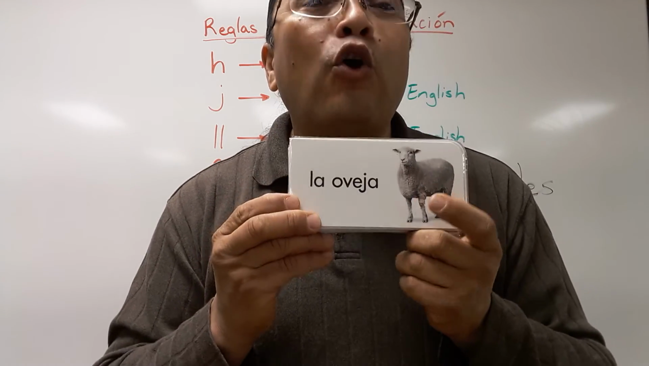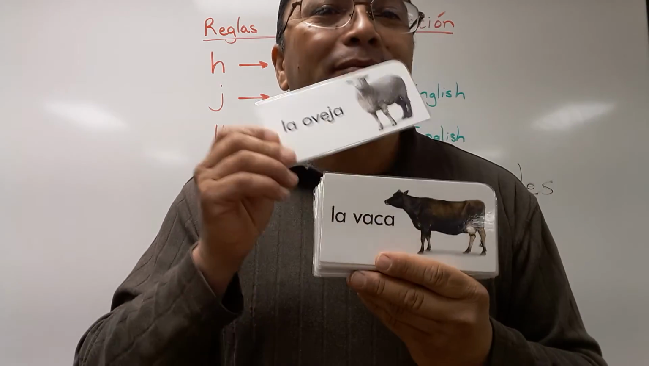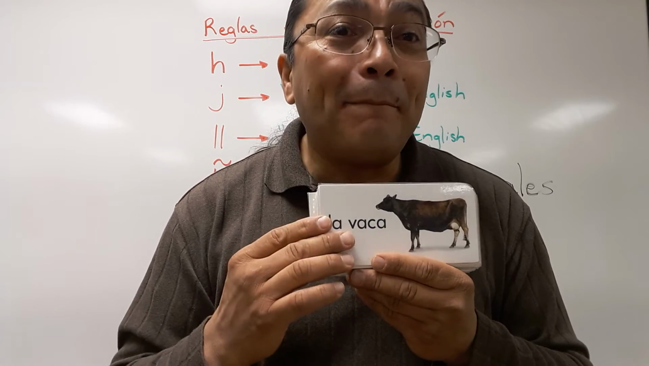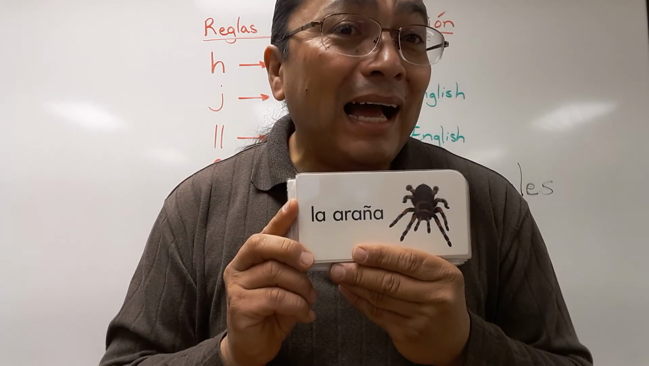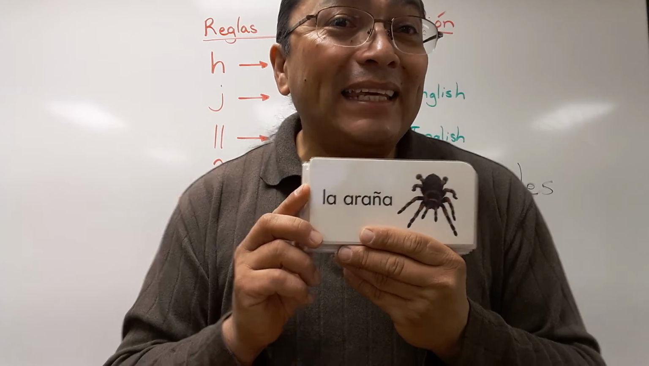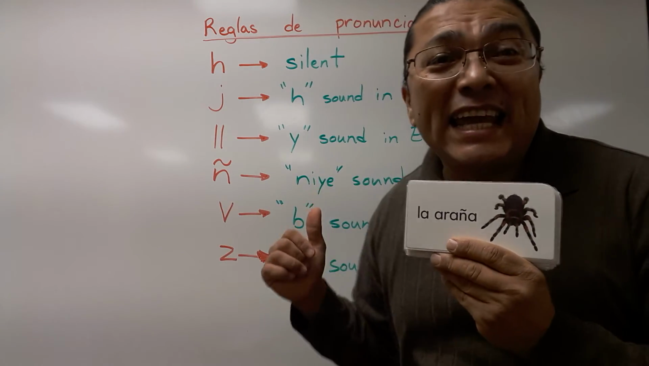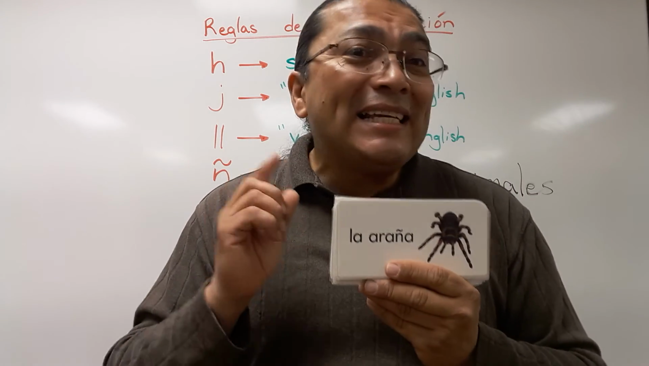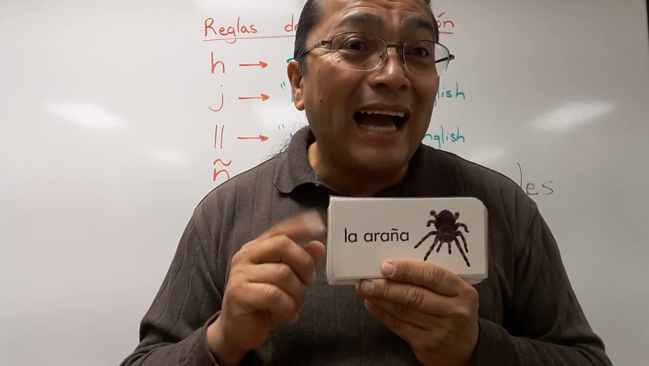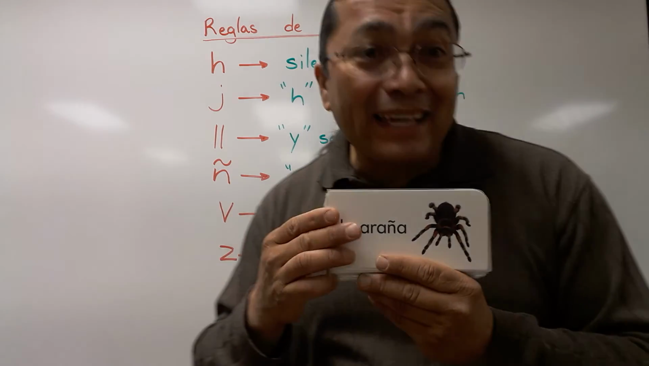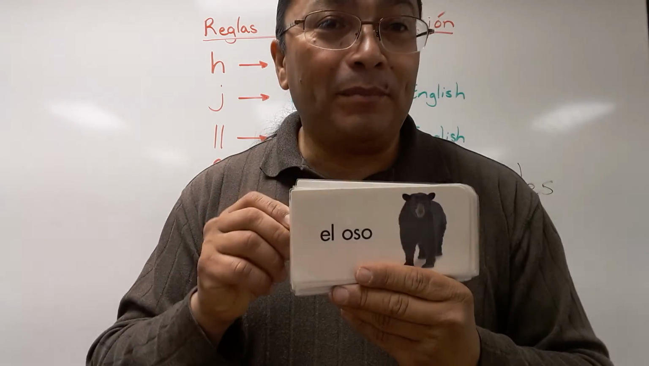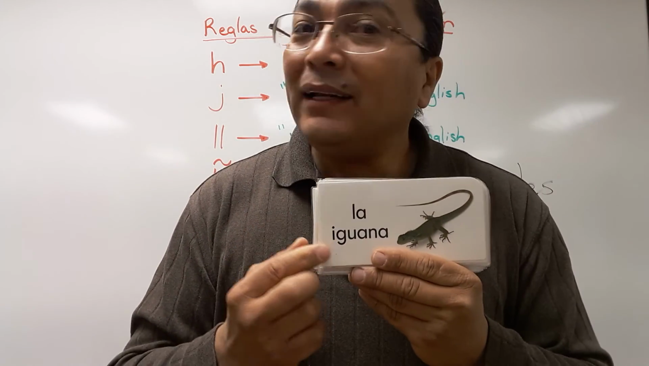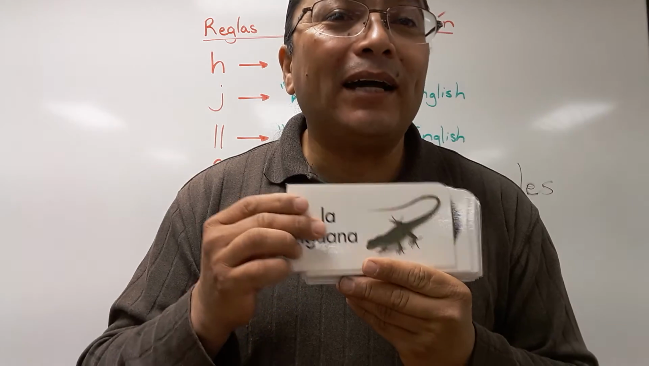Oveja. La oveja. Muy bien. V again. B. La vaca. Muy bien. La araña. Now the N with the squiggly gives you the ñe. Araña. Like the word señor or niño. Niña. Araña. Okay? Muy bien. El oso. La iguana. Iguana. Muy bien.